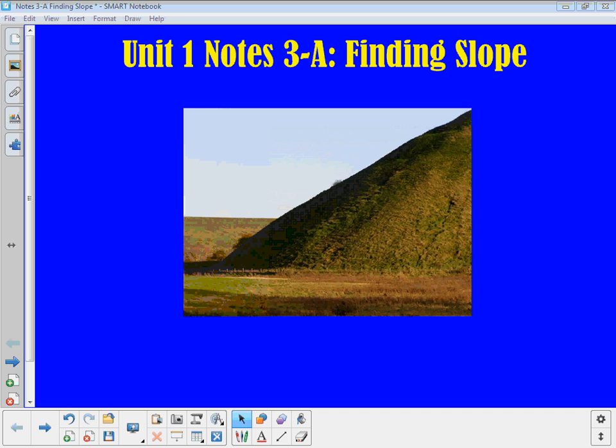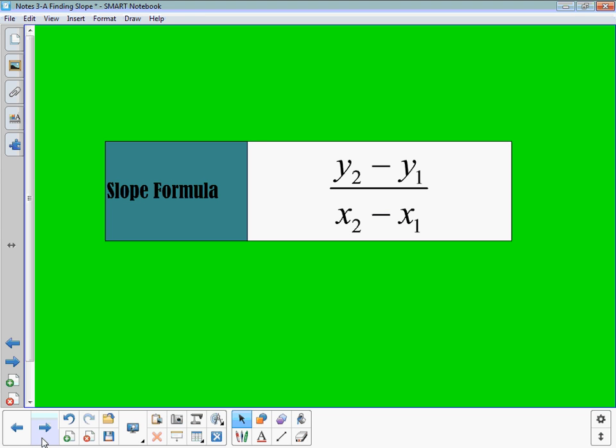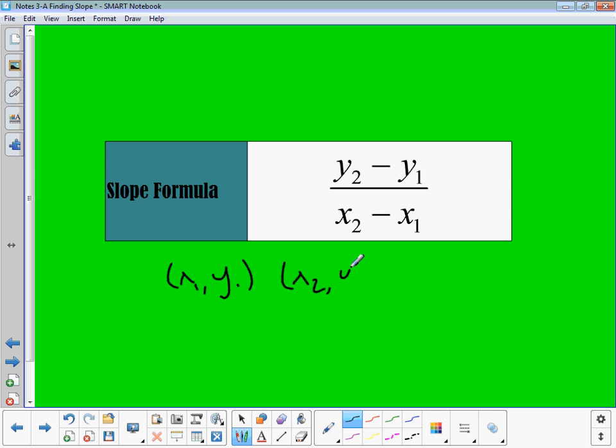We're doing Unit 1, Notes 3A, which involves finding the slope. Make sure that matches with your note sheet. To start off, in that first box, write down the slope formula. If x1, y1 and x2, y2 are points, then this right here is your formula. On your sheet, you're already given that x1, y1, and x2, y2 are points. This is the formula we're going to be using to calculate slope. All we're really going to be doing is plugging numbers into the formula for the first part of the note sheet today.